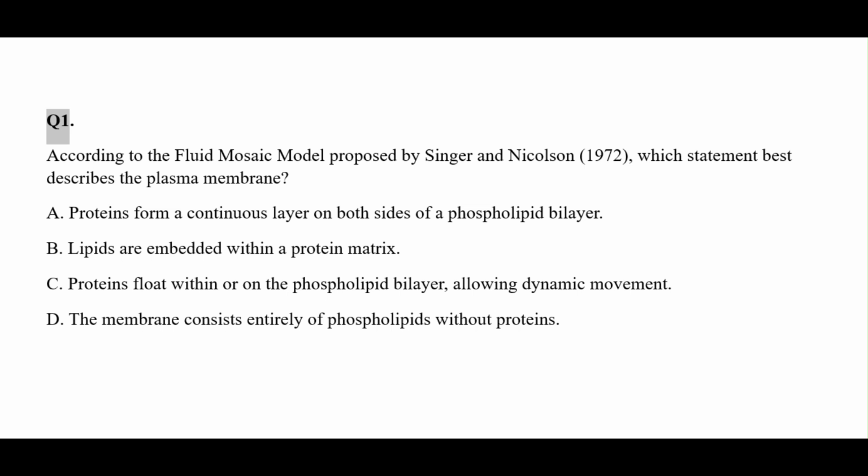Q1. According to the fluid mosaic model proposed by Singer and Nicolson, 1972, which statement best describes the plasma membrane? A. Proteins form a continuous layer on both sides of a phospholipid bilayer. B. Lipids are embedded within a protein matrix. C. Proteins float within or on the phospholipid bilayer, allowing dynamic movement. D. The membrane consists entirely of phospholipids without proteins.